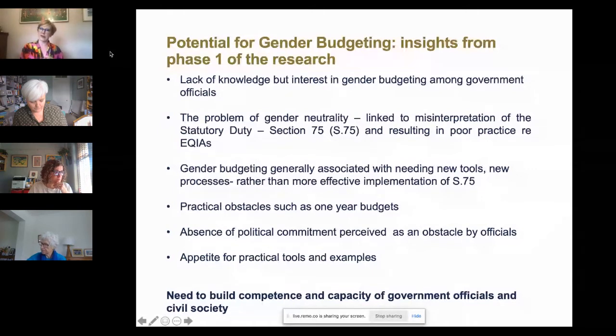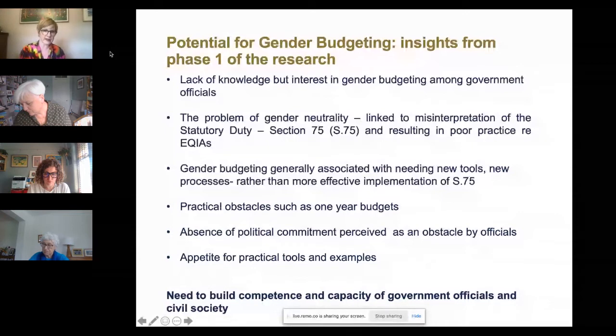There's a very clear problem of gender neutrality. That was a really striking finding. It's linked to the way in which our statutory equality duty, Section 75, has been misinterpreted in Northern Ireland, and that has resulted in some very poor practice with regard to equality impact assessments. One of the things policymakers frequently said to us was that they were concerned gender budgeting meant more new legislation, more new tools, more work, more bureaucracy. And I think the fact that that isn't the case gives us something to work on.